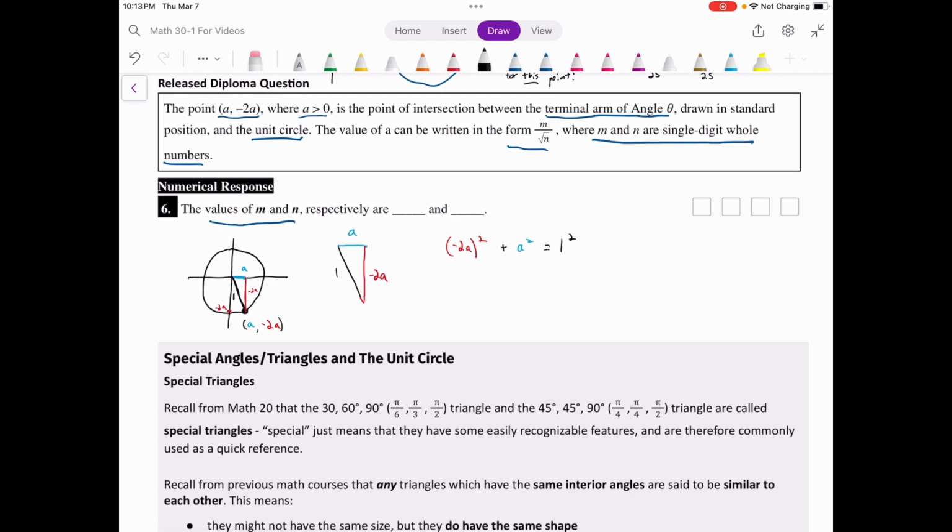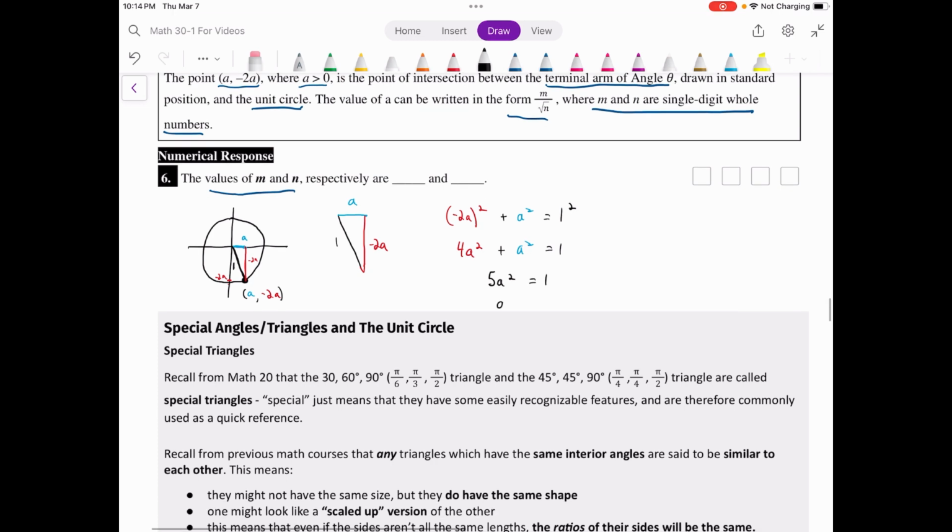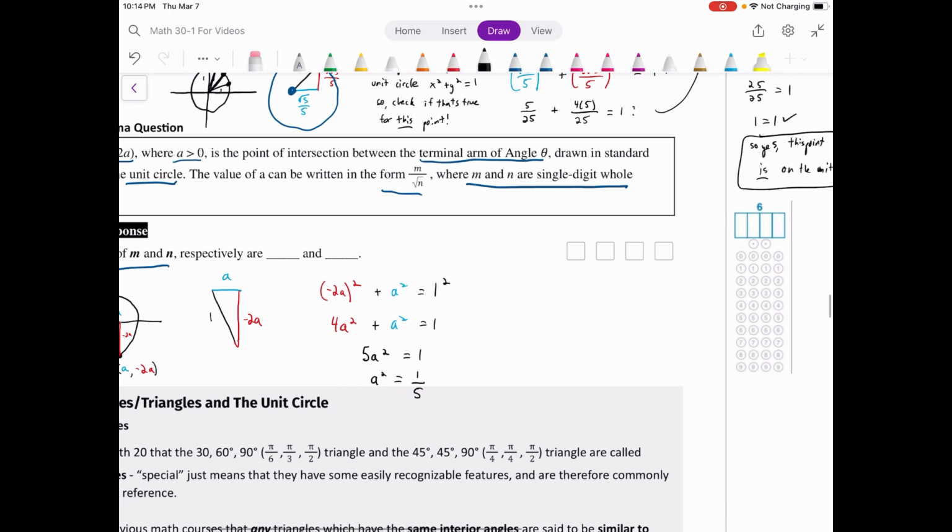So this should be a solvable equation. Here we go. Negative 2a squared, that's negative 2a times negative 2a. Well, negative 2 times negative 2 is positive 4, and a times a is a squared. So 4a squared plus a squared equals 1 squared, which is just 1. Now 4a squared plus a squared, combining like terms, is 5a squared equals 1. And therefore, a squared equals 1 over 5. I'm just dividing both sides by 5 there to solve for a.